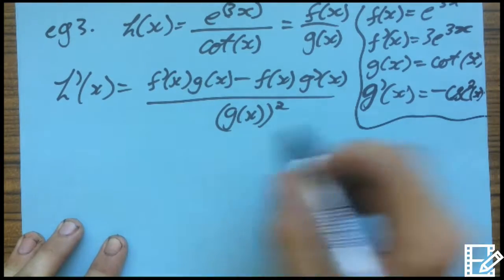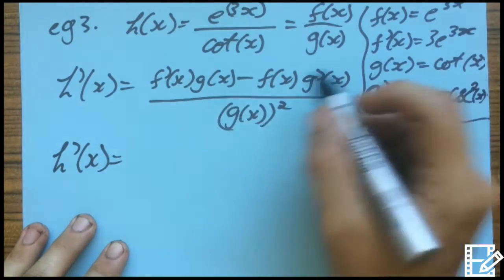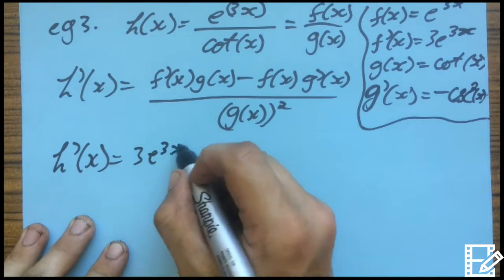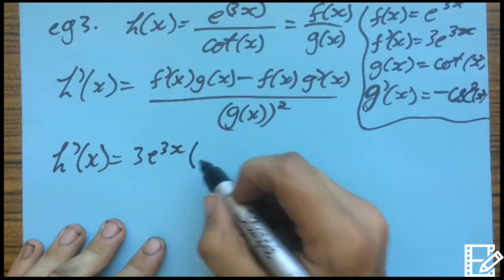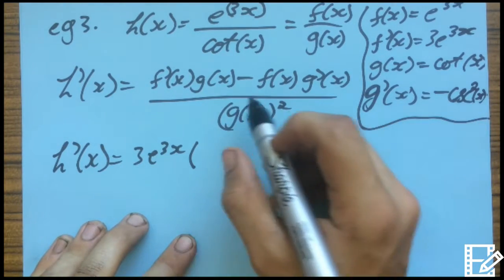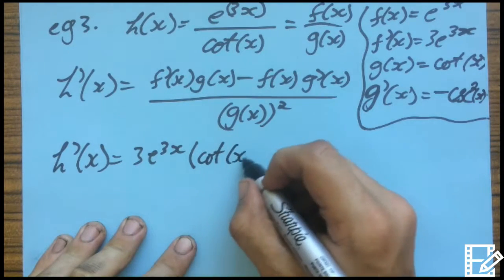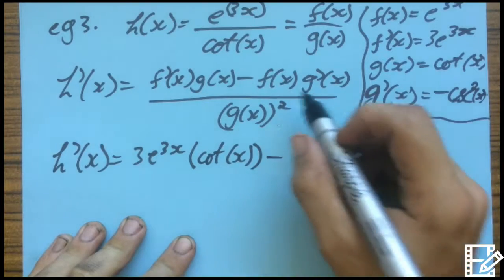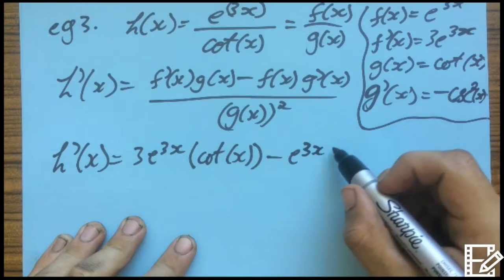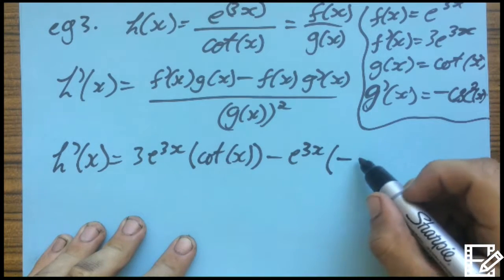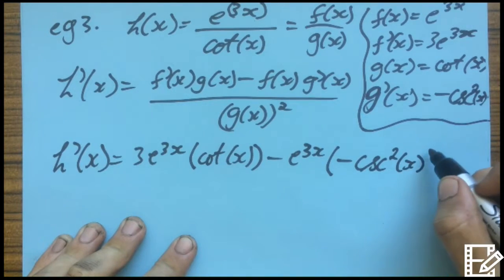So, if we were to fill this in, we'd end up with the derivative of f(x), 3e to the power of 3x, multiplied by g(x), g(x) being cotangent of x, minus f(x), which is just e^3x, multiplied by negative cosec squared of x.